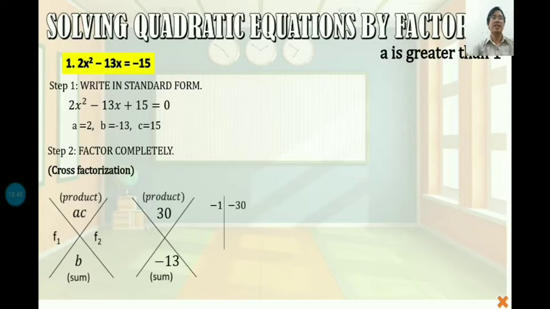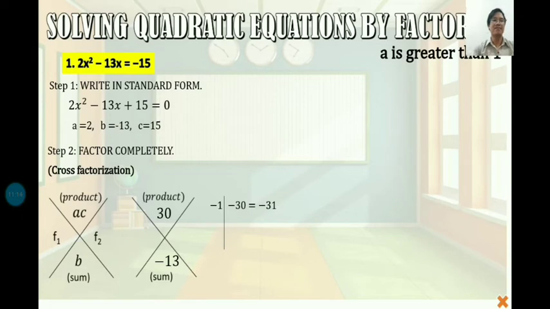Okay, let's start with negative 1 times negative 30. Let's check negative 1 times negative 30. The answer is positive 30. Yes, that is positive 30. What about negative 1 plus negative 30? Is that equal to negative 13? So let's see. Oh, the answer is negative 31. So, hindi yan ang factors na ating hinahanap.